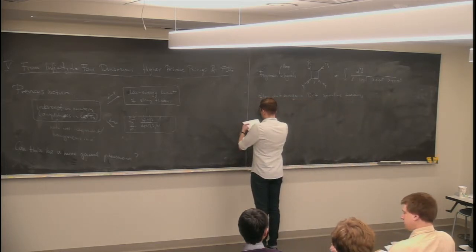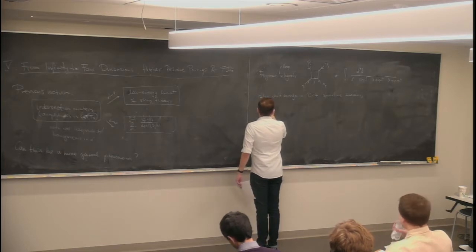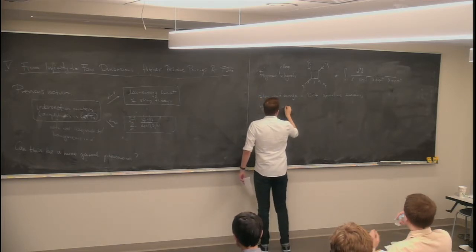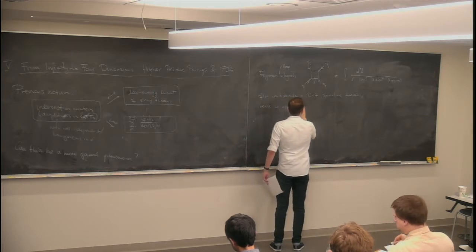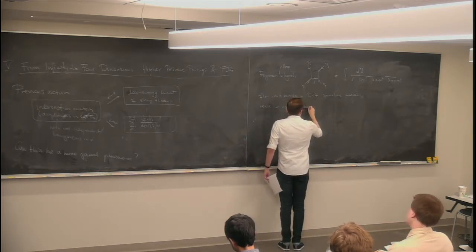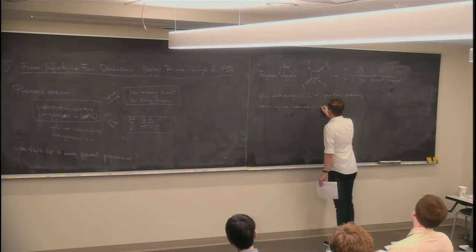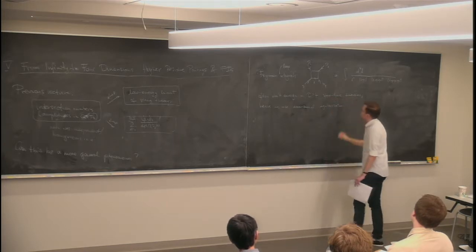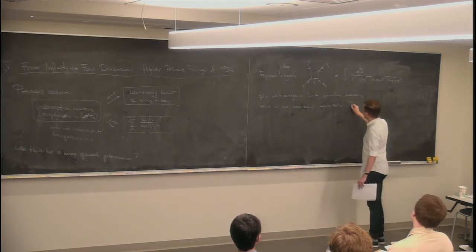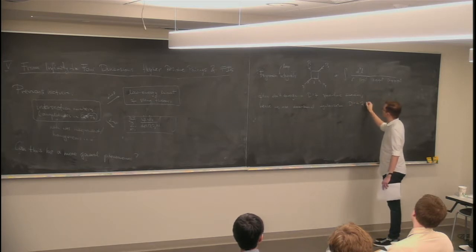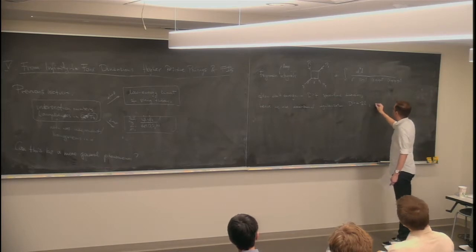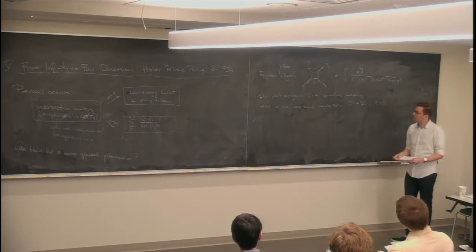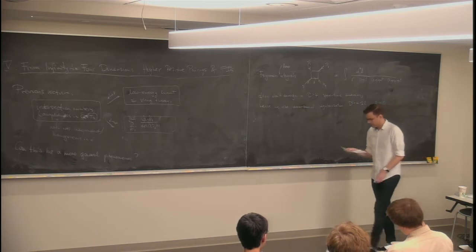Hence, we use a regularization, and in particular a specific one, which is called dimensional regularization, in which instead of integrating things in 4 dimensions, you integrate them in 4 minus 2 epsilon dimensions. Okay? And then at the end of the computation, you set epsilon to 0 to recover physics in 4 dimensions.